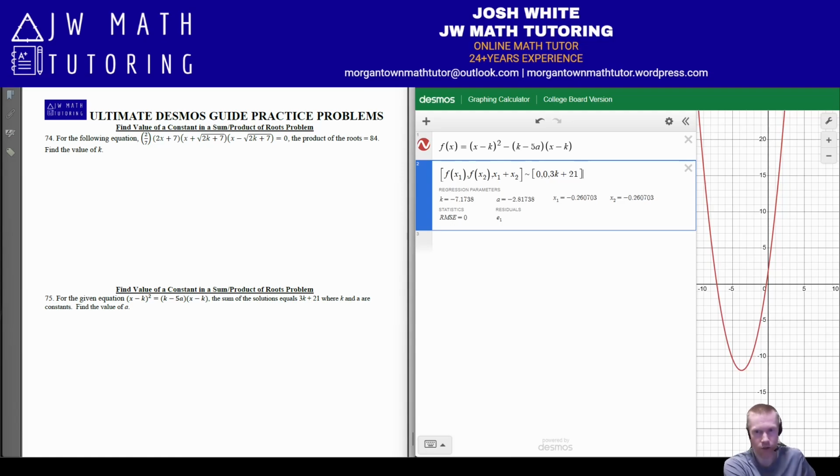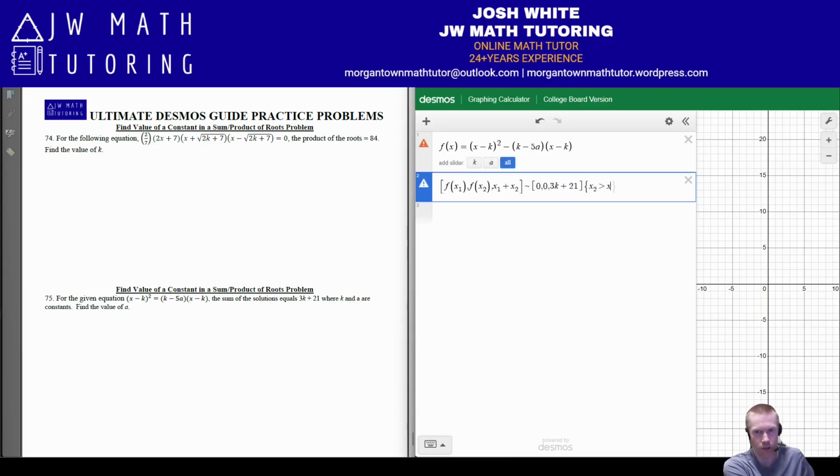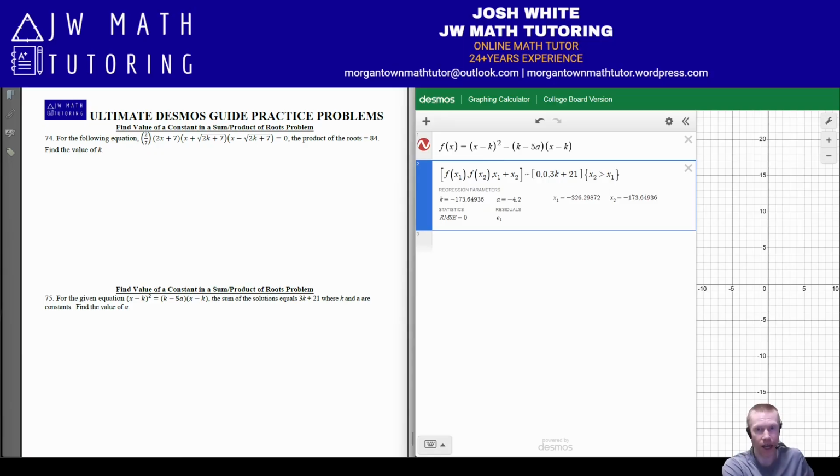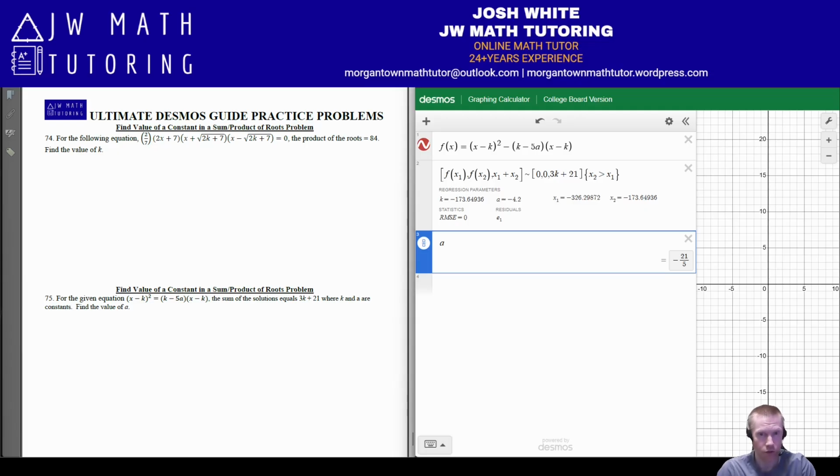No, because notice x1 and x2 are identical. They are not two specific unique values. So when I put this in, notice now it actually does work. It gives me two different values for x1 and x2, and a comes out to negative 4.2 or negative 21 over 5. So this is how you could solve this sum of roots, sum of solutions problem using Desmos, specifically using the list method or list approach.